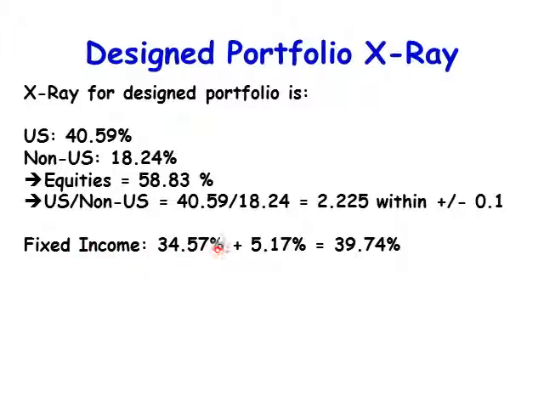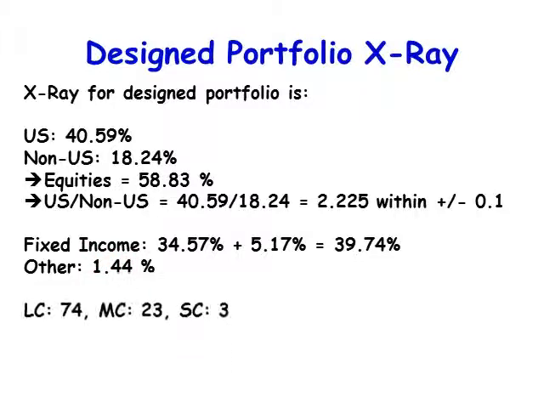Fixed income is 34.57% for the bonds and 5.17% for the cash. That's 39.74%, which is very close to 40%. Other is 1.44%. That's where the issue is, that I don't have 42% here. Some of that is in here.